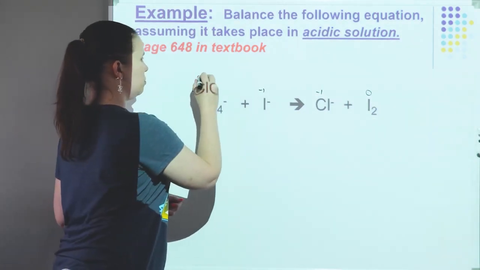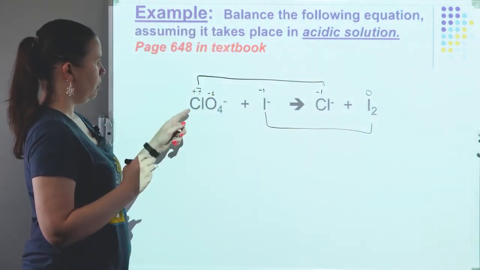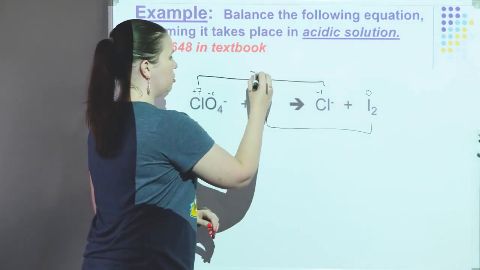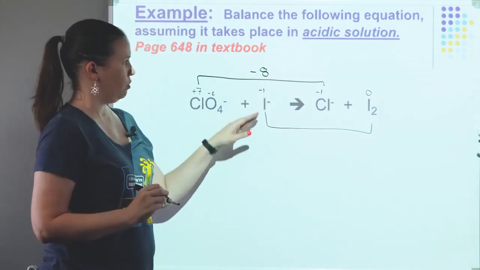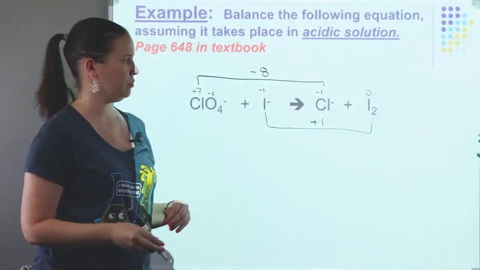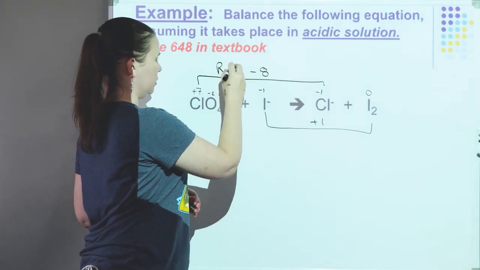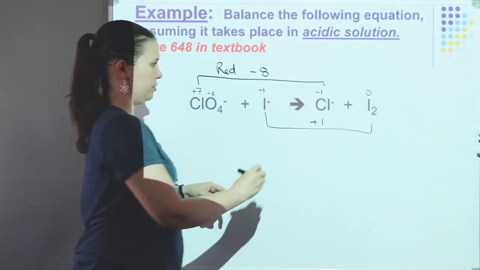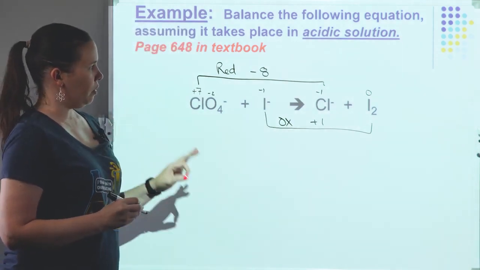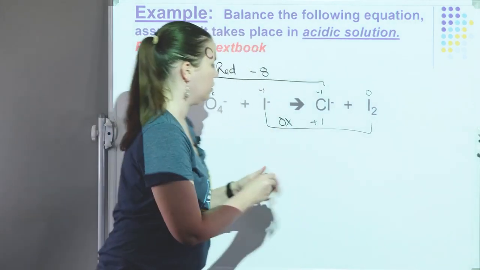So my change is between the chlorine and between the iodine. Going from +7 all the way down to -1 is a change of 8, whereas going from -1 up to 0 would be a change of +1. So wherever the oxidation number is decreasing is always my reduction, as I'm gaining electrons, and the oxidation would be the +1. So now I want to make these the same. How can I get 1 and 8 to be the same? I need a multiplier here.